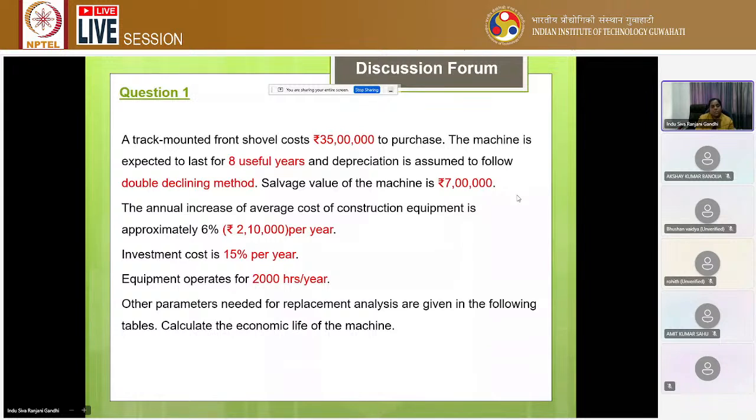You can see the cost of the machine is given as 35 lakh and the useful life of the machine is 8 years. We are suggesting you adopt the double declining balance method for depreciation estimation, and the salvage value of the machine at the end of 8 years is given as 7 lakh. We have also given how the cost of the machine increases every year. Due to inflation, the cost of the machine will increase every year, and the amount of increase is 2,10,000 every year. The cost of investment is 15% and equipment usage is 2,000 hours per year.